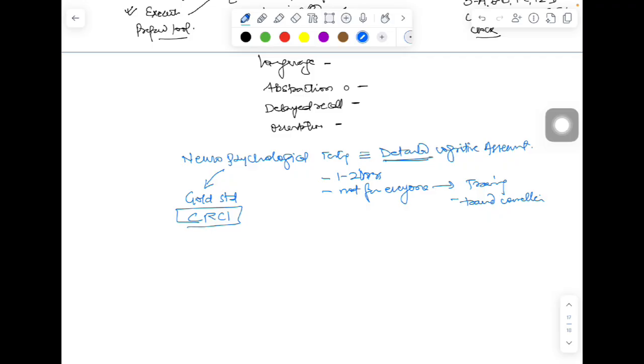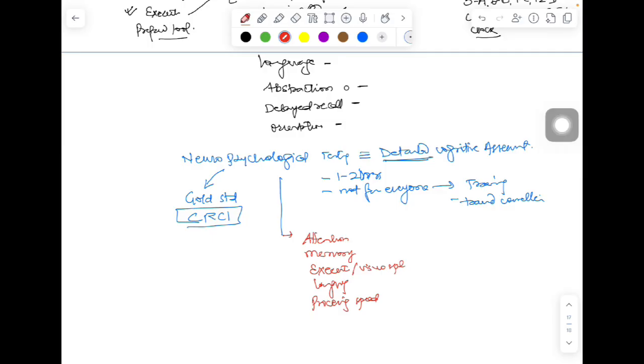It has extensive coverage of almost all the domains like attention, memory, executive function, language, processing speed, and obviously visuospatial. So everything is there, but the problem is it takes time. It is quite detailed. Psychologists or counselors trained in that usually do it. So these are the screening tools. We must know the names: the MMSE that we can do bedside, then MOCA, and this detailed cognitive assessment.